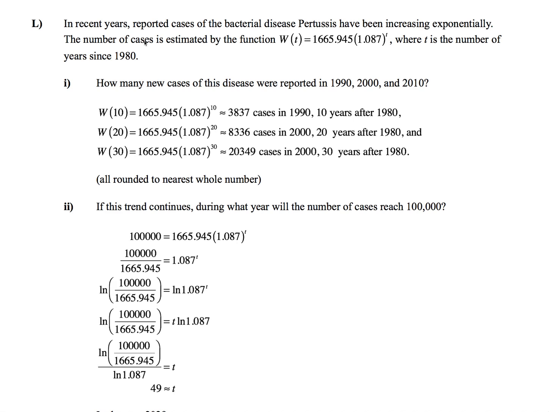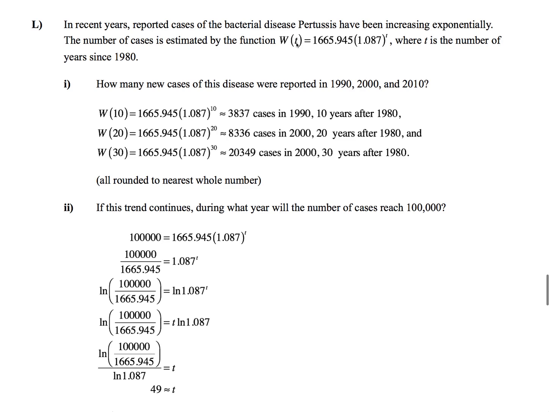Okay, now we have some applications, that is word problems with exponential functions. And so we have a function W of t. It's a function of time that gives the number of cases of pertussis. By the way, the informal name for pertussis is whooping cough, if you've ever heard of that. It was eliminated, we thought, for a while, but now it's coming back.